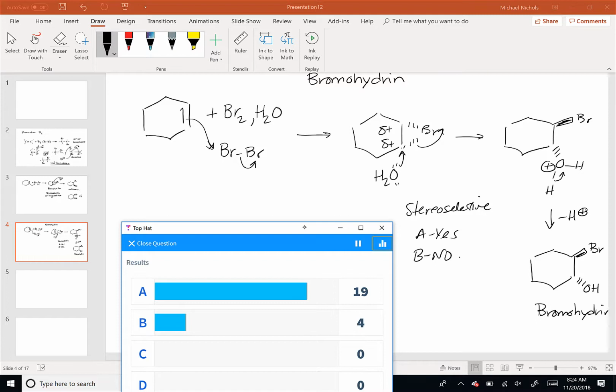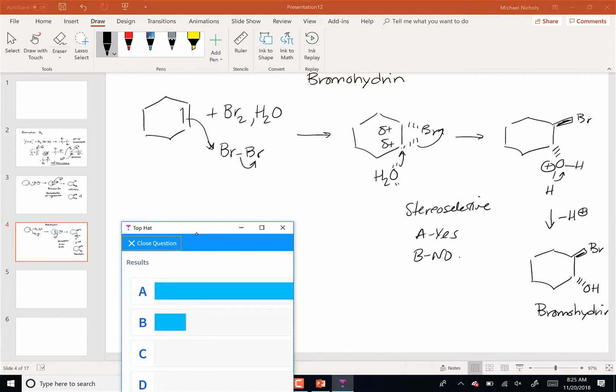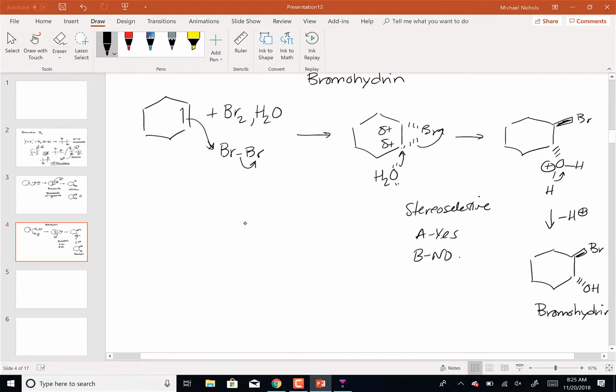So 19 say yes, it's stereoselective, and it is. So what did I do? The other possible product would have the bromine and the OH adding cis. That's the other possible product. And it's 0%. This one's 100%. I've selected over 2 molecules that are diastereomers or stereoisomers, so therefore it is stereoselective. So yes, it is stereoselective.